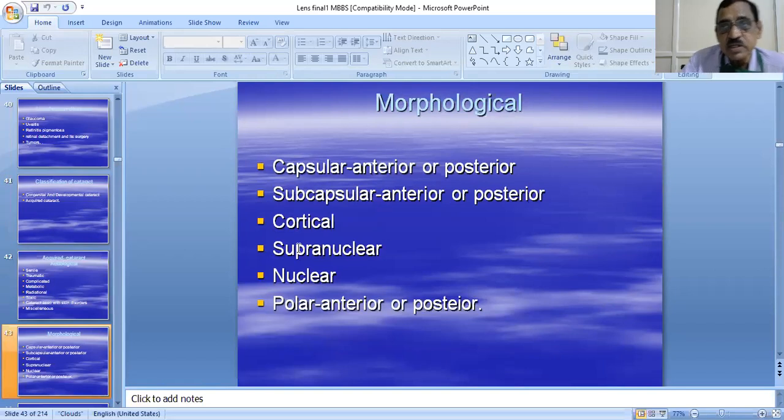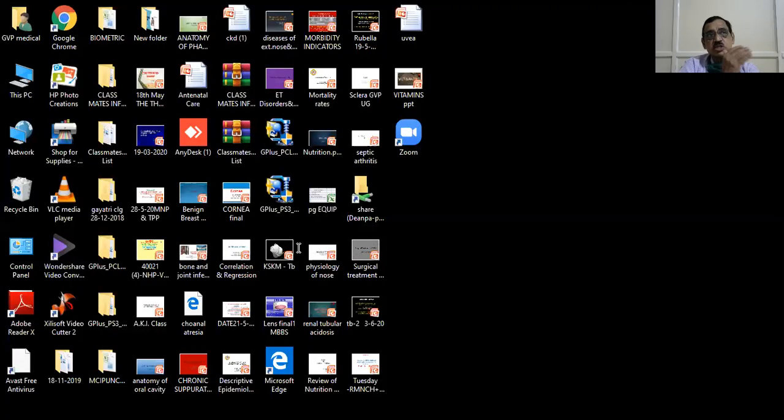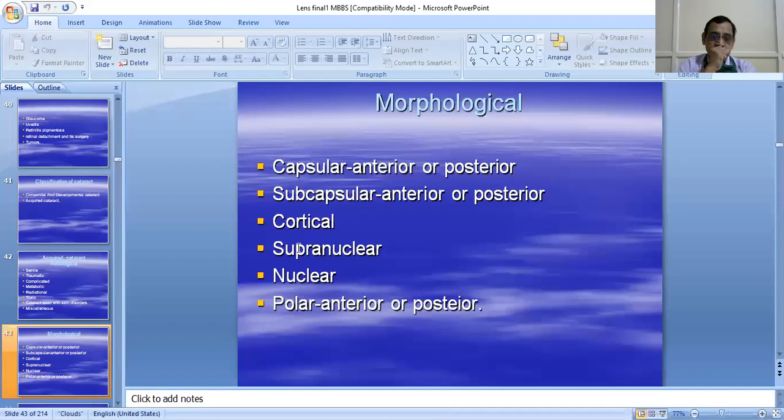So morphological classification: the cataract can either be capsular, and under it we have anterior capsular opacities and posterior capsular opacities, and subcapsular cataract, anterior subcapsular opacities and posterior subcapsular opacities. Cortical cataract, supranuclear: in case of supranuclear cataract, the cortex just above the nucleus is opacified and it is known as supranuclear cataract. And nuclear cataract and polar cataracts, either an anterior polar cataract or a posterior polar cataract.